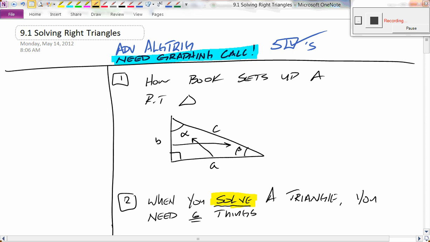Exactly. They may say, hey, beta is this and C is that, figure out the rest. If you don't put them in the right spots, you don't understand where they go, then you get the answer wrong. So that's how our book sets up all triangle problems. So far, so good? Does that make sense?